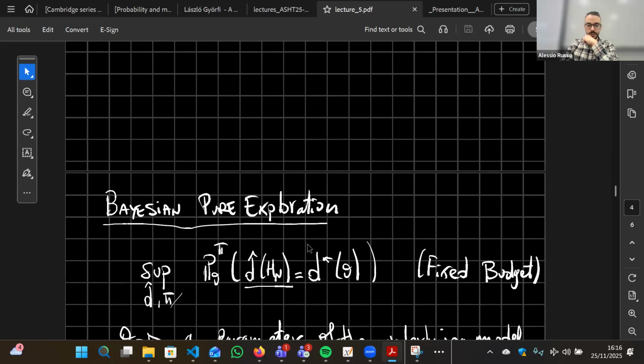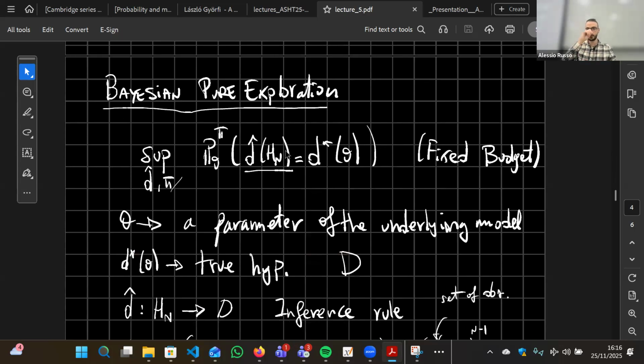And this was basically it. I didn't go too much into the details because there are a lot of technicalities. And then we started the Bayesian pure exploration problem, only for the fixed budget.